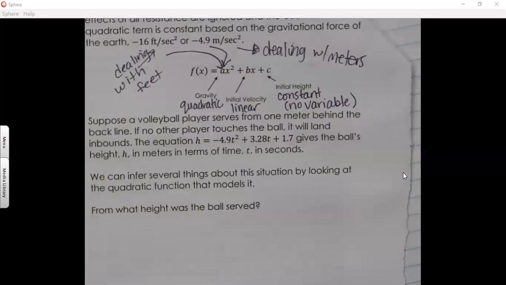All right, suppose a volleyball player serves from 1 meter behind the back line. If no other player touches the ball, it will land in bounds. The equation h equals -4.9t squared plus 3.28t plus 1.7 gives the ball's height in meters in terms of time in seconds. Okay, we can infer several things about the situation by looking at the quadratic function that models it. From what height was the ball served?